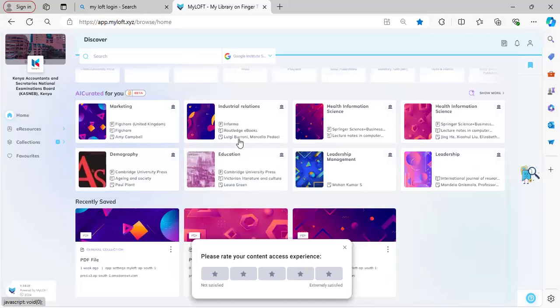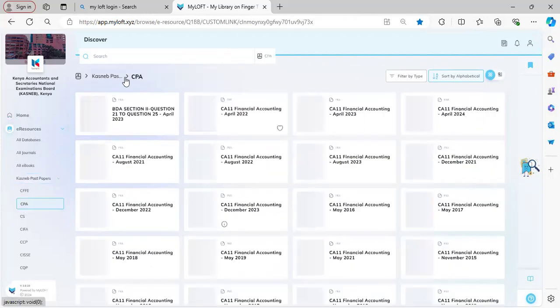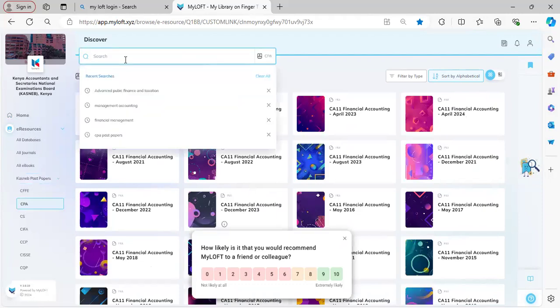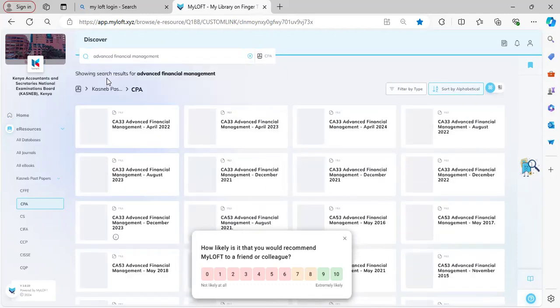Now we are looking for the CPA past papers. Let me go home. Once you go to the e-resources, you go to the CASNEB past papers, we talk about the CPA. Then you can come here and look at Advanced Financial Management, and you just search it.